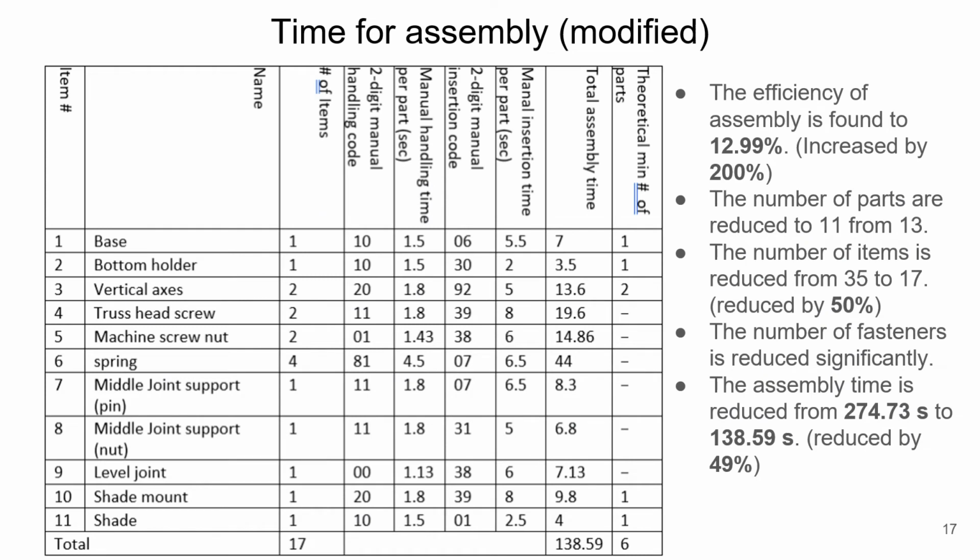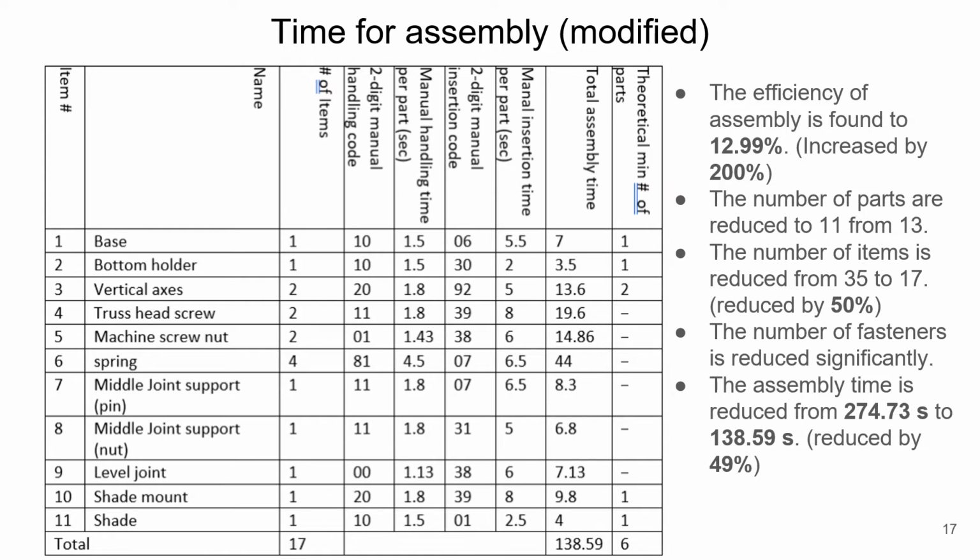Thus, by redesigning the product, we have found that the total number of items required has dropped to 17 from 35, which is a 50% reduction. The total time for assembly has reduced from 274.73 to 138.59, which is a 49% reduction. Finally, the efficiency has also increased from 6.55% to 12.99%, which is almost a 200% increase.